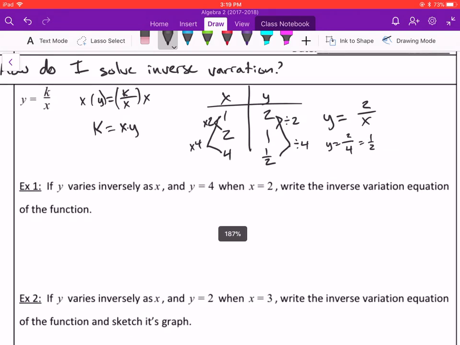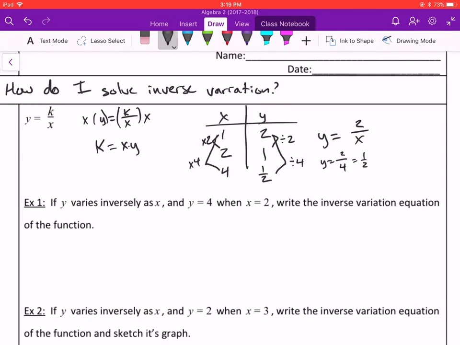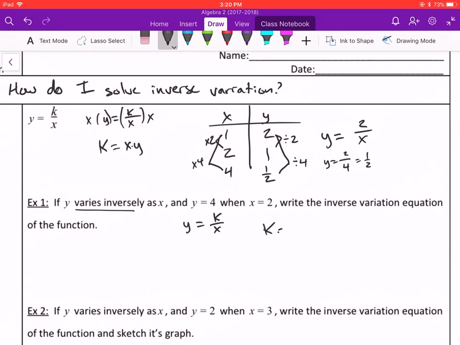So let's talk about a couple examples. Here's something you might see. If y varies inversely as x, and y equals 4 when x equals 2, write the inverse variation equation. Varies inversely, that's our key word. So we're just writing the equation. We need the equation y equals k over x. Well, I know k is going to be x times y. So in this case, k would just be 2 times 4. K is just 8. So when I use this equation, it would just be 8 over x.